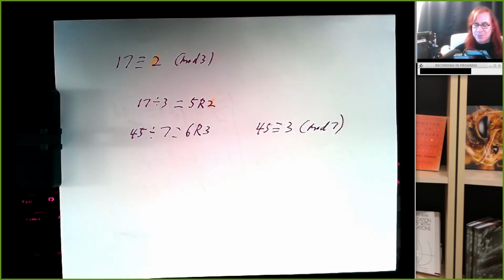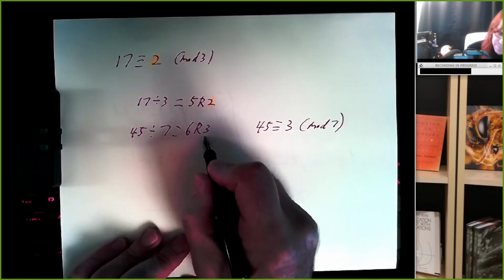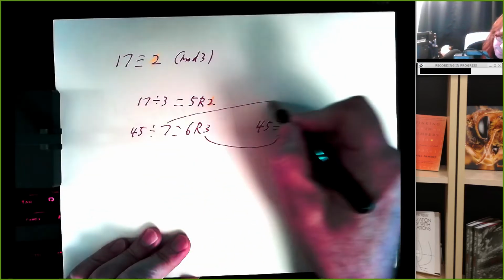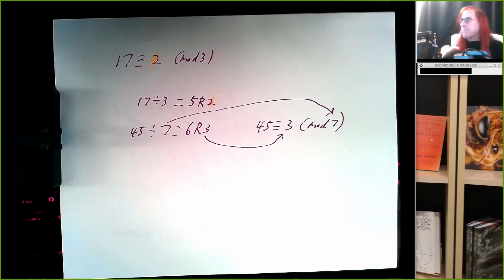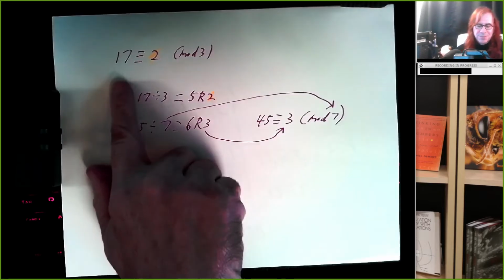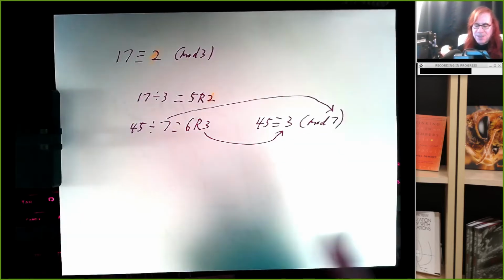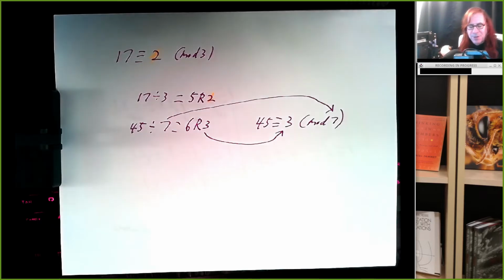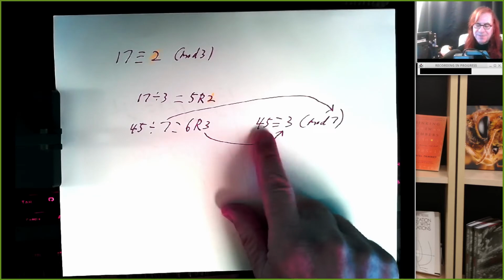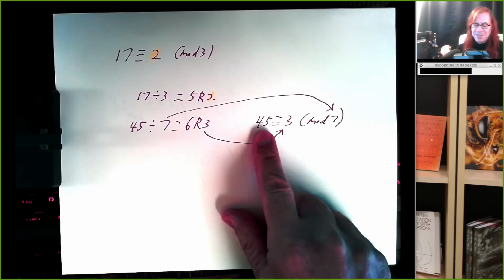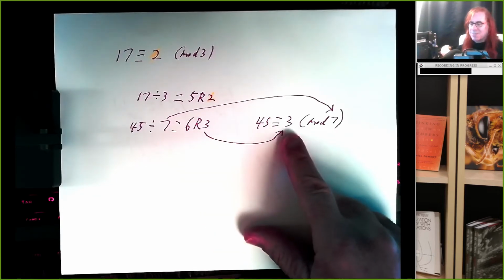45 is congruent to 3 modulo 7. So when we write a number as congruent to some other number modulo 7, we're also saying that 7 divides the difference of those two numbers, but we're also saying if we just divide that first number by 7, we get this much left over.